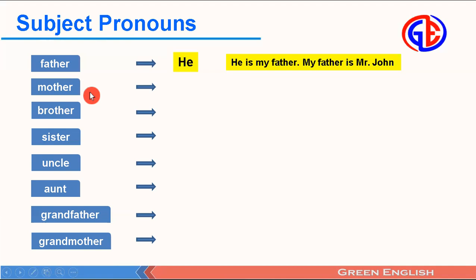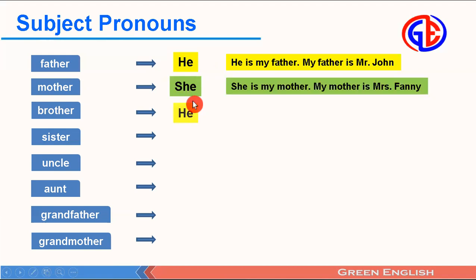Now let's see mother. So mother itu subject pronounnya atau kata gantinya adalah she. If you put it into a sentence, it will be: she is my mother. My mother is Mrs. Fanny. So dia adalah ibu saya. Ibu saya namanya di sini adalah Mrs. Fanny. Oh by the way, Mrs.